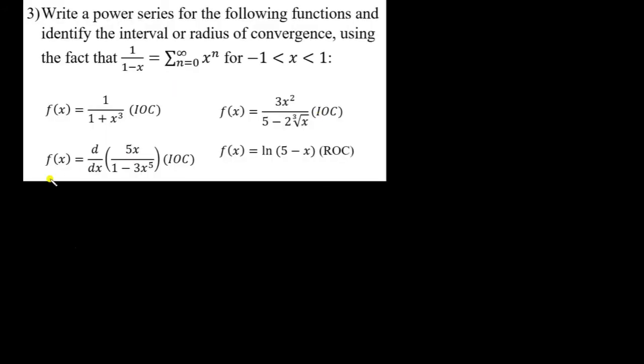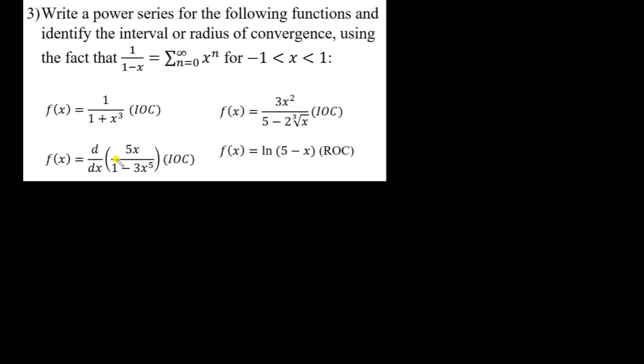Okay, so for this third part, we have f of x equals the derivative of 5x over 1 minus 3x to the 5th. Now, if you actually took the derivative of this expression and tried to find the power series of that, I am sorry for your loss. That must have been very, very difficult. Unfortunately for you, that was not the right way to go, because there's a much easier shortcut.